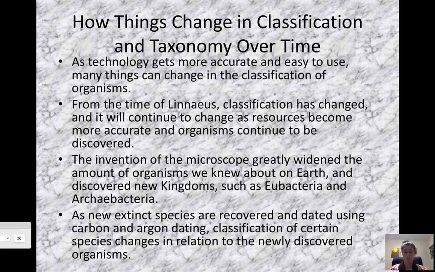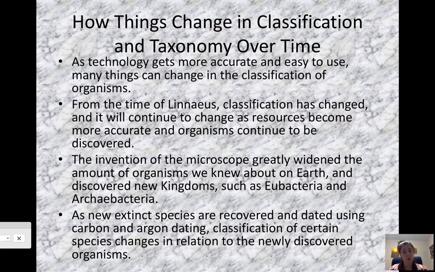Okay, and we have to think about the invention of the microscope. Once we were able to see things beyond the naked eye, we were able to reclassify organisms. We were even able to add 2 more kingdoms, Archaeobacteria and Eubacteria, because we could see them. So it's really important to remember that advances in technology give us an idea of how and why we're classifying things.